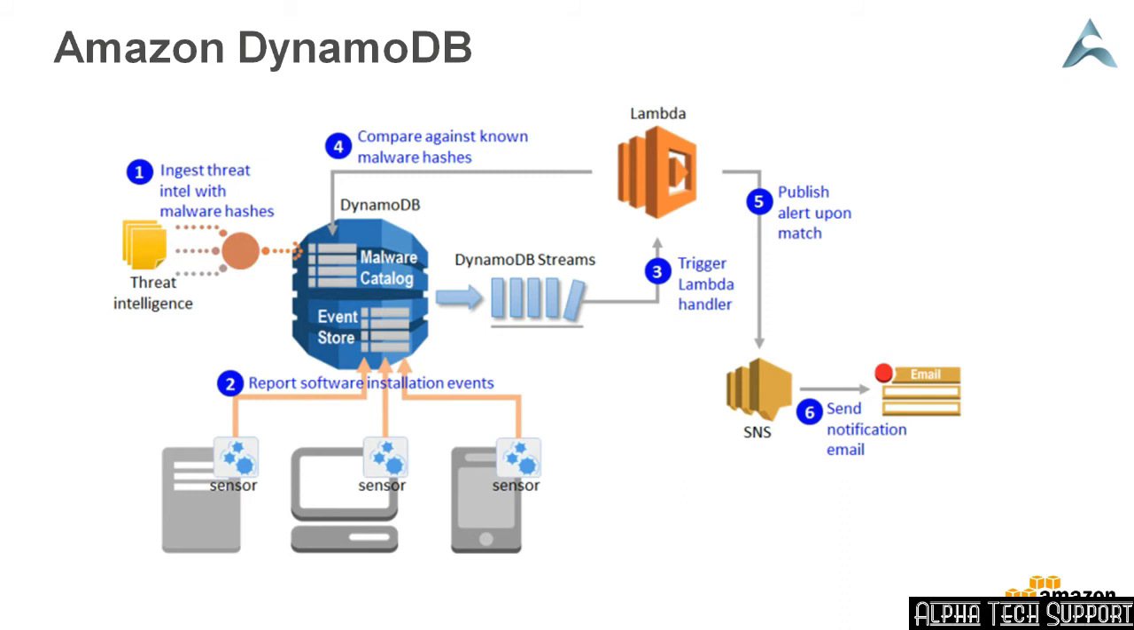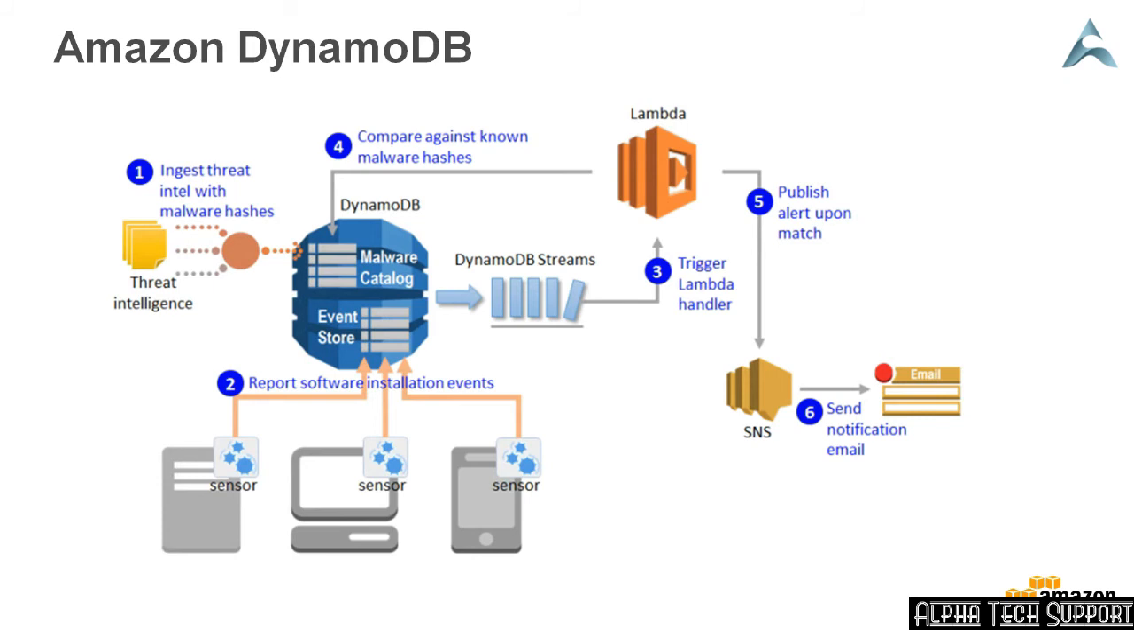The first thing that happens in your system is that threat intel with malware hashes is recognized through threat intelligence scripts, which is verified or recorded in the malware catalog stored in DynamoDB, which is being updated. Then the sensors of various devices report software installation events based on those malware hashes.